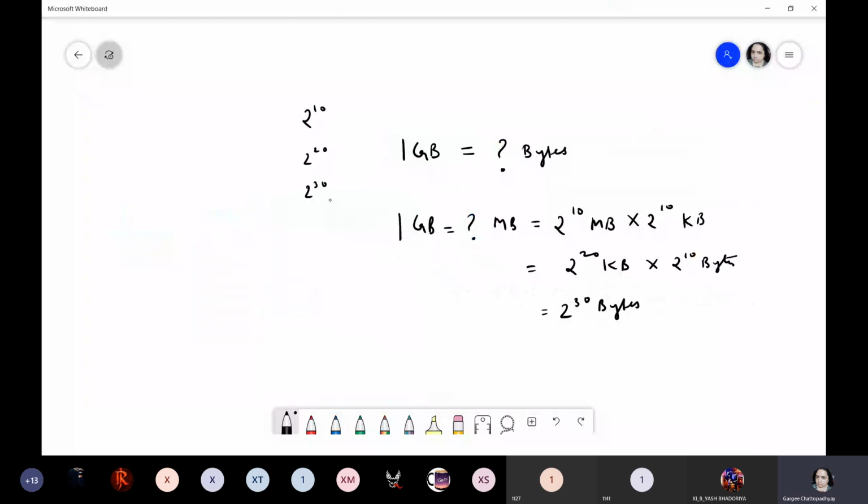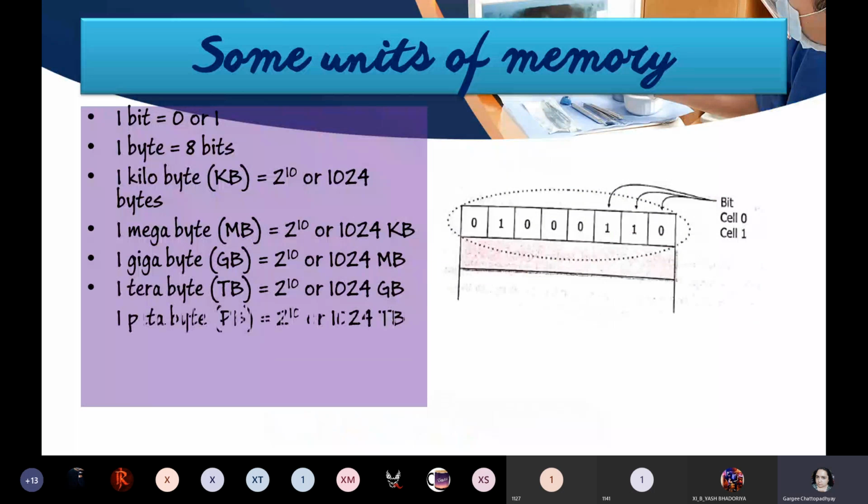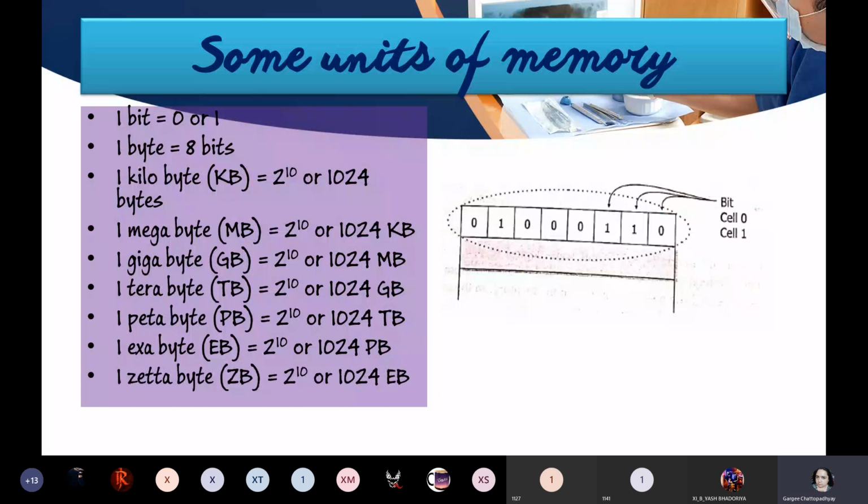So your answer would be, these were the 4 options. This was your correct answer in that. So take a look at this. After gigabyte, you have terabyte, petabyte, exabyte, and then zettabyte.